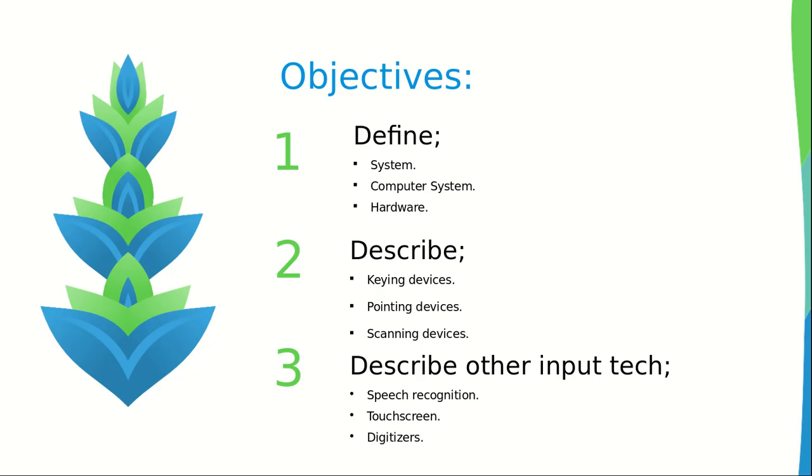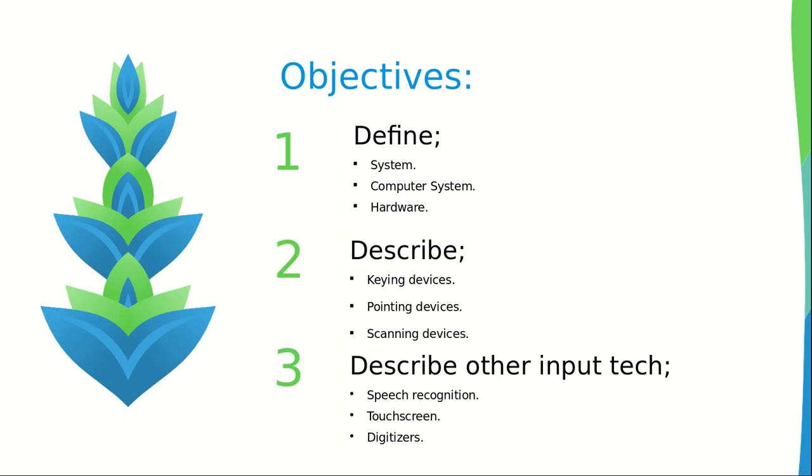Before we begin this lesson today, let us go through a few objectives that you should achieve by the end of the lesson. By the end of this lesson, first of all, you should be able to define these three terms. You should be able to give the meaning of what a system is, define what a computer system is, and also give the meaning of hardware.